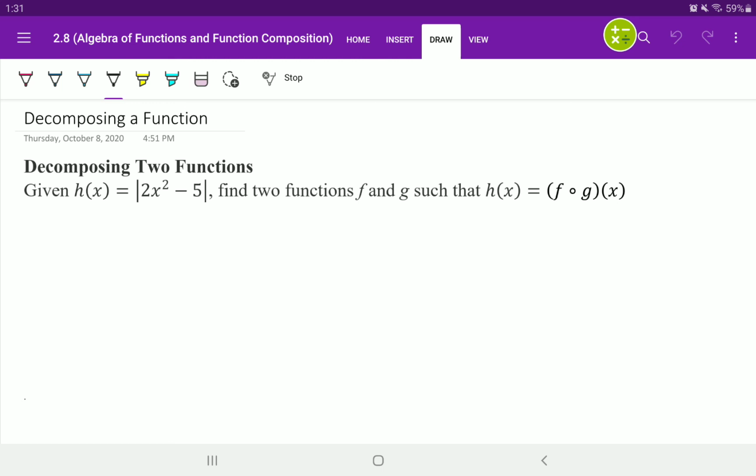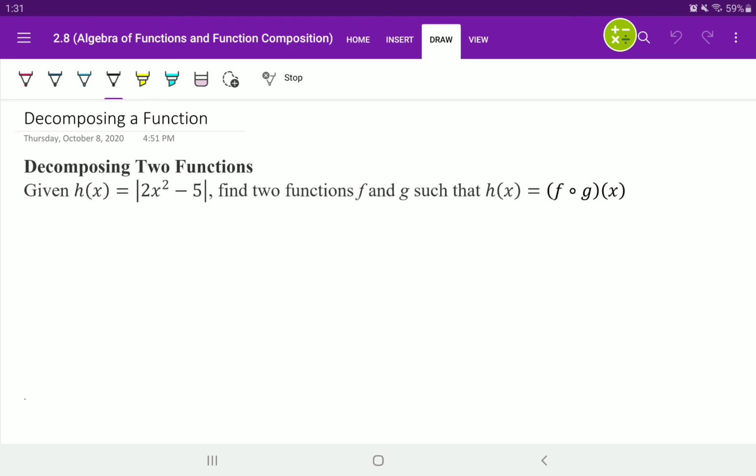So, decomposing a function is the opposite of composing a function, and I guess a little bit easier, so to speak. In this case, we're given a function h of x equals the absolute value of 2x squared minus 5. Find any two functions f and g such that h of x equals f of g of x.